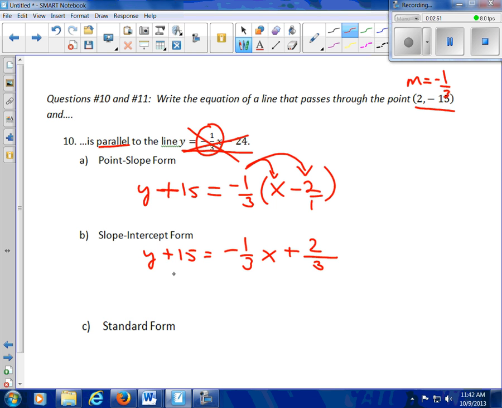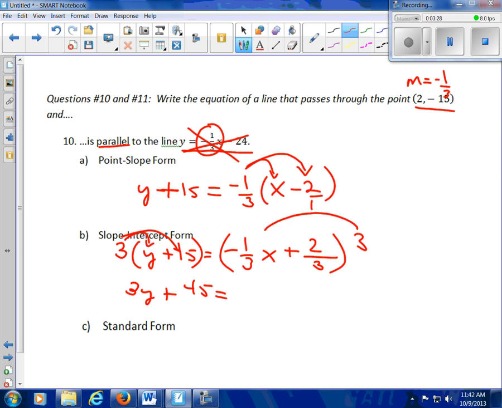I can simply get y by itself by subtracting 15 on each side, or I can get rid of my fractions by multiplying everything by the lowest common denominator. The only denominator I have is 3, so my LCD in this case is 3. If I multiply the right-hand side by 3, I multiply the left-hand side by 3. So I do the distributive property on both sides. 3 times y is 3y, and 3 times 15 is 45.